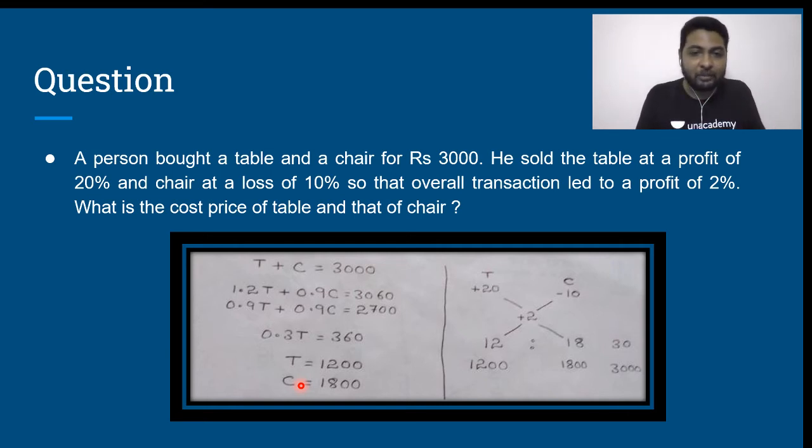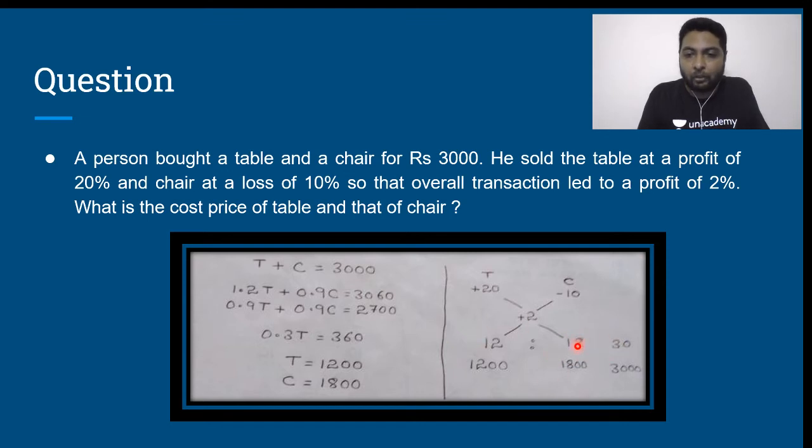Now, how would I use the principle of alligation? Table was sold at a profit of 20%, so plus 20. Chair was sold at a loss of 10%, so minus 10. Overall transaction led to a profit of 2%, so plus 2. Now, use the principle of alligation. 20 minus 2, 18. 2 minus of minus 10, 12. Therefore, the ratio of cost of table to that of chair is 12 is to 18.